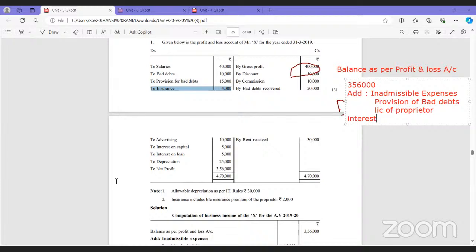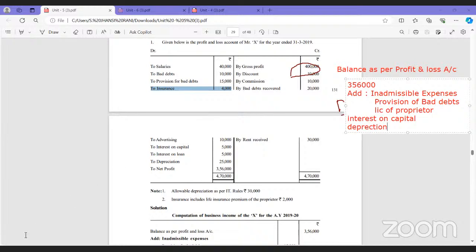Interest on capital. Now the depreciation. Why? Because depreciation is given in the profit and loss account, and depreciation is given in the note also. So whenever it is given like this, depreciation given in the profit and loss account will become inadmissible expenditure. So interest on capital and depreciation. Now we will add all these things.